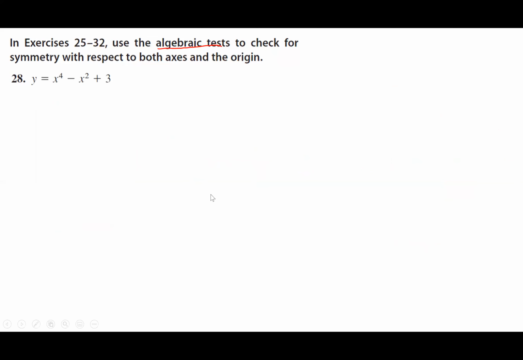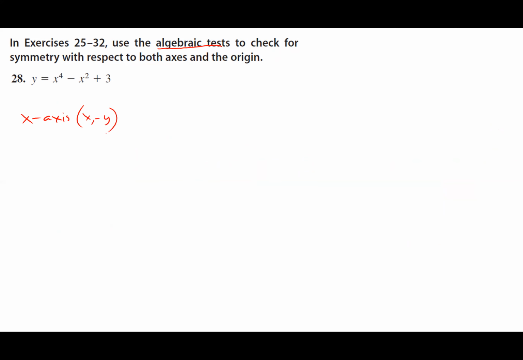Well, let's try this one together. I think we'll be good here. So if I'm going to test for x-axis symmetry, which one moves again? X-axis symmetry. Which one's the sign change? The y changes. Okay, I'm going to plug in this right here.